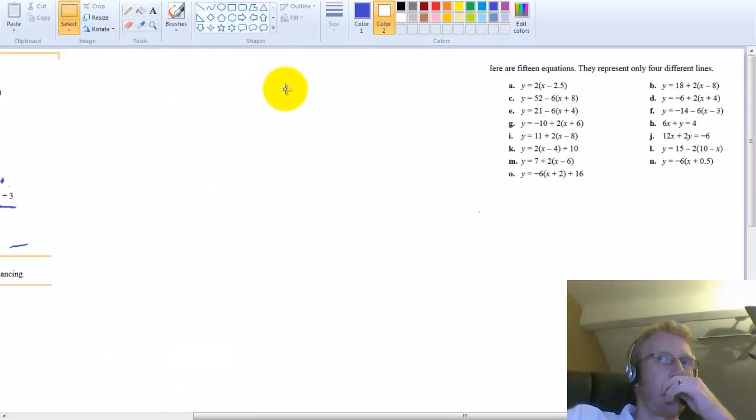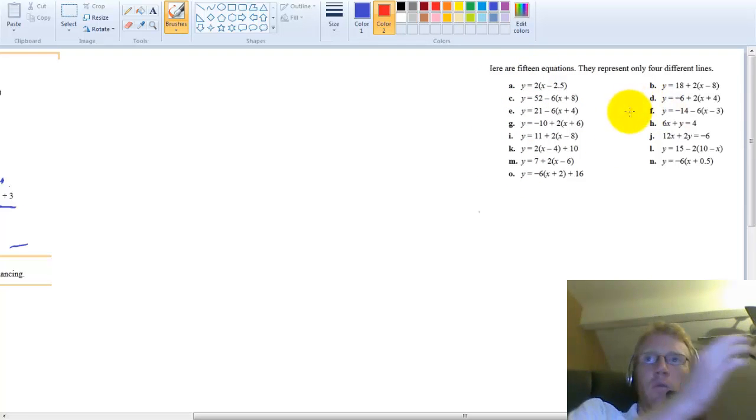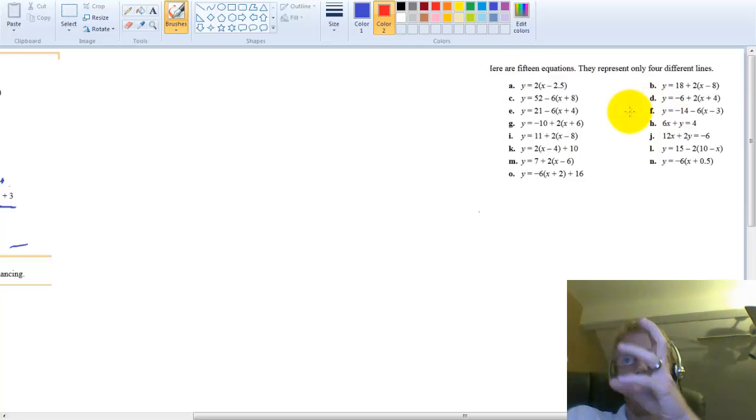Good enough. So he says here are 15 equations. They represent only 4 different lines. So our task is going to be to figure out which of A, B, C, all the way through O, fall into line 1, which fall into line 2, which fall into line 3, and which fall into line 4. And the way that we're going to do that is by simplifying each one and then comparing them.